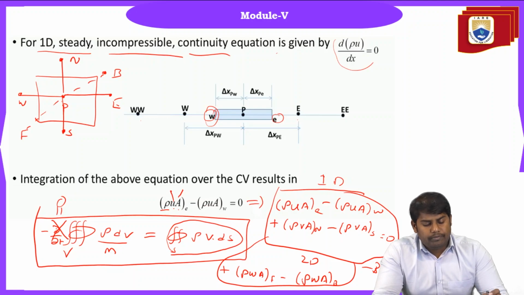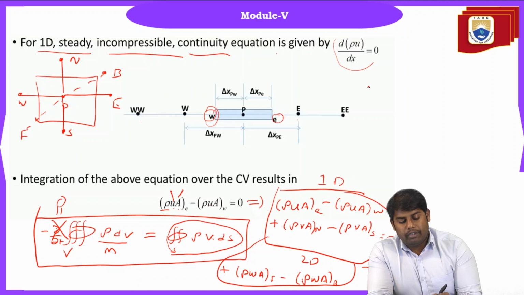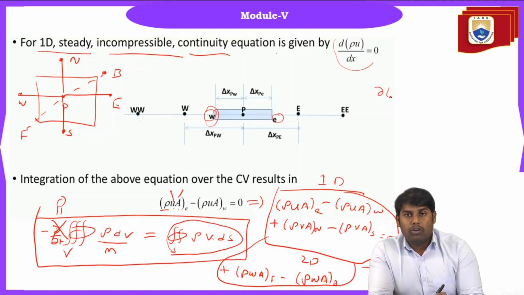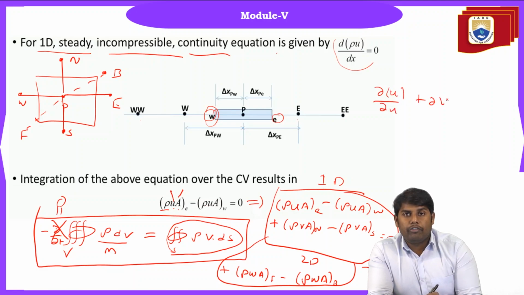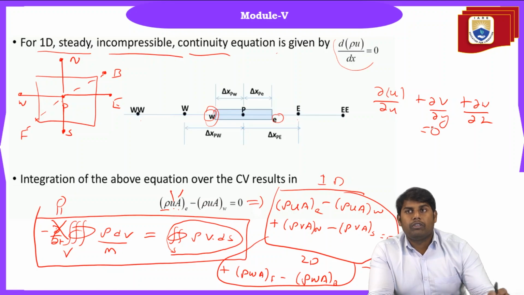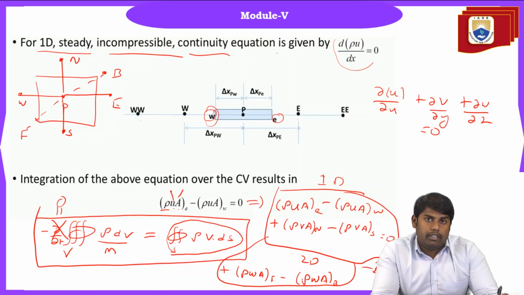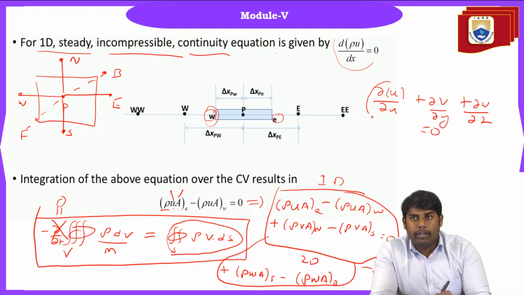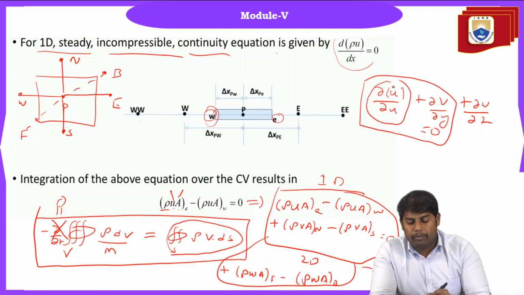Fine. So here what is happening actually, let us see the differential or the full form of the equation. So we have dou u by dou x plus dou v by dou y plus dou w by dou z, which is equal to 0. So this is the 3D equation. When you say 1D, only the first term will be there. When you say 2D, these two terms will come into picture. When I say 3D, the whole equation will come.